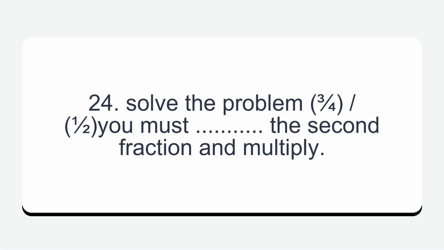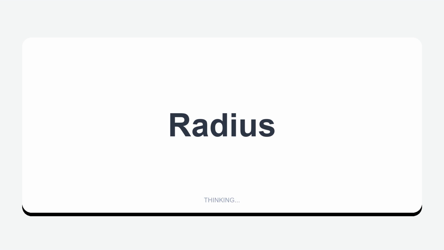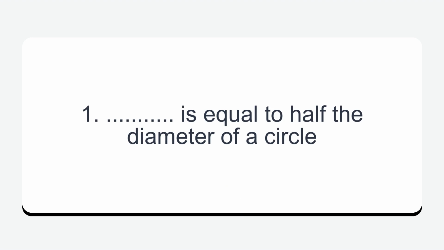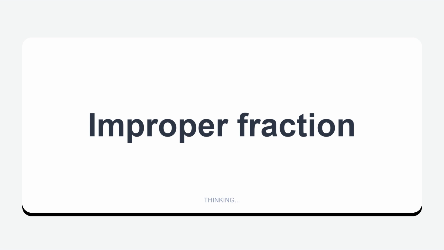24. Solve the problem, 3/4, / 1/2, you must the second fraction and multiply. Radius. 1 is equal to half the diameter of a circle. Improper fraction.